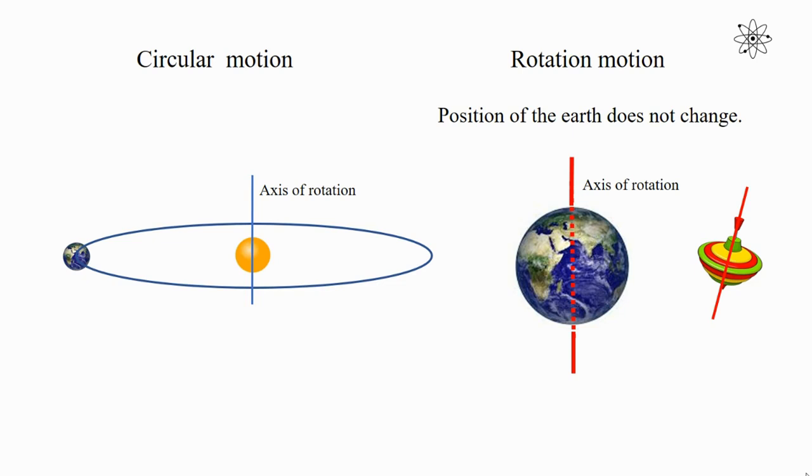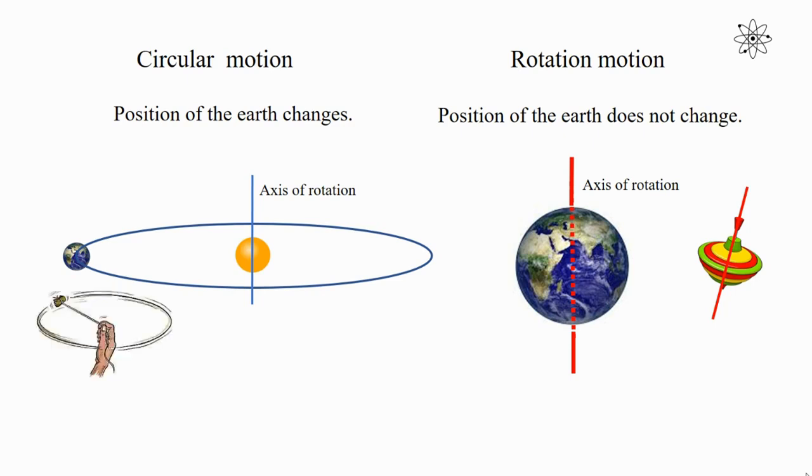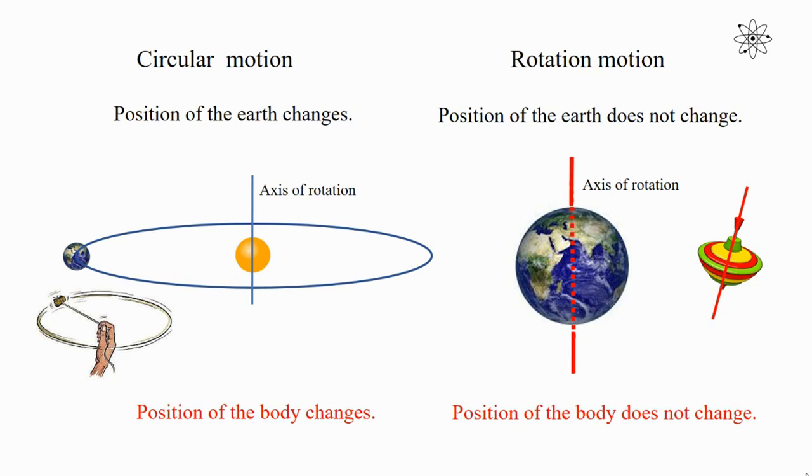In the circular motion, the earth changes its position. This situation you can compare with the motion of a sling. In this situation, the stone changes its position during its circular motion. From this we can say, students, in circular motion, the body changes its position. But in the case of rotational motion, the position of a body does not change.